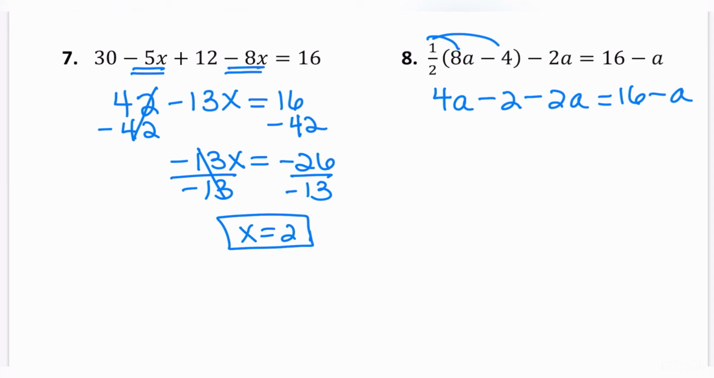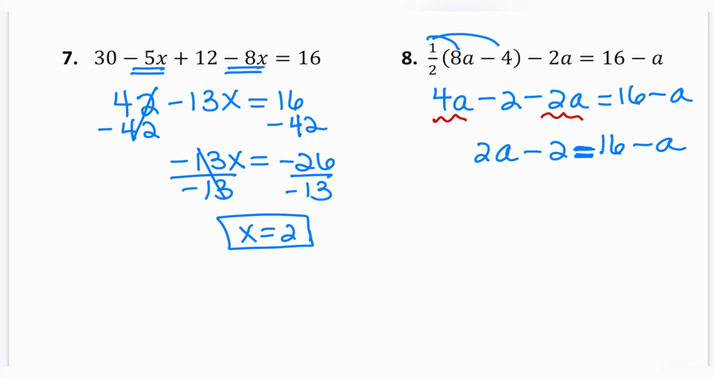I'm going to combine like terms on the left side of the equal sign. Because the equal sign is right there, we're only going to combine like terms to the left of the equal sign right now. So 4a minus 2a is going to give me 2a. So I get 2a minus 2 is equal to 16 minus a. And now be careful, because you are no longer combining like terms on the same side of the equal sign. You have this equal sign right here, and now you have to solve.